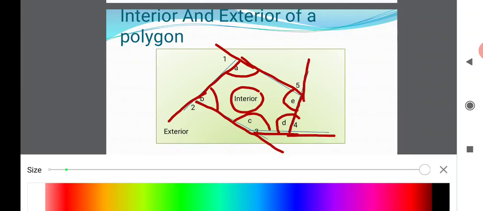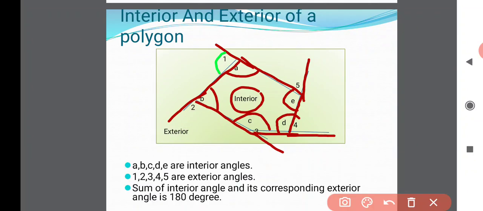So what are the exterior angles here? One is the exterior angle adjacent to A, 2 is the exterior angle, 3 is the exterior angle, 4 and 5. These are the 5. How do we get the exterior angle? If we extend the line segment, we will get the exterior angles.